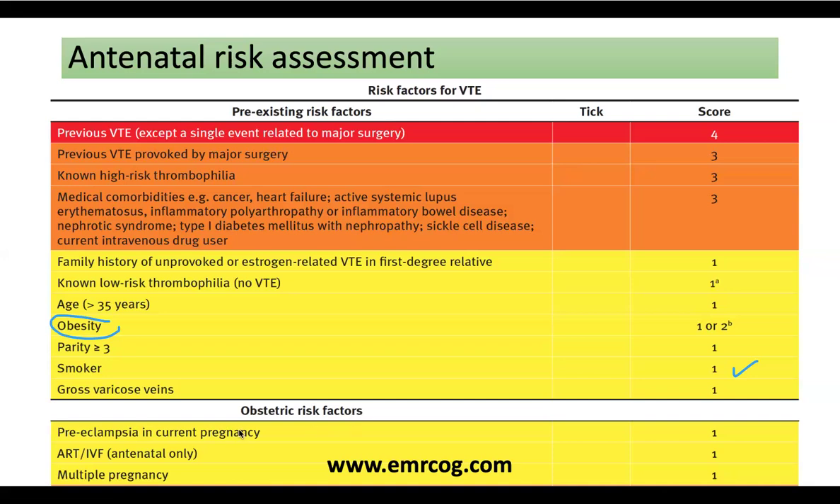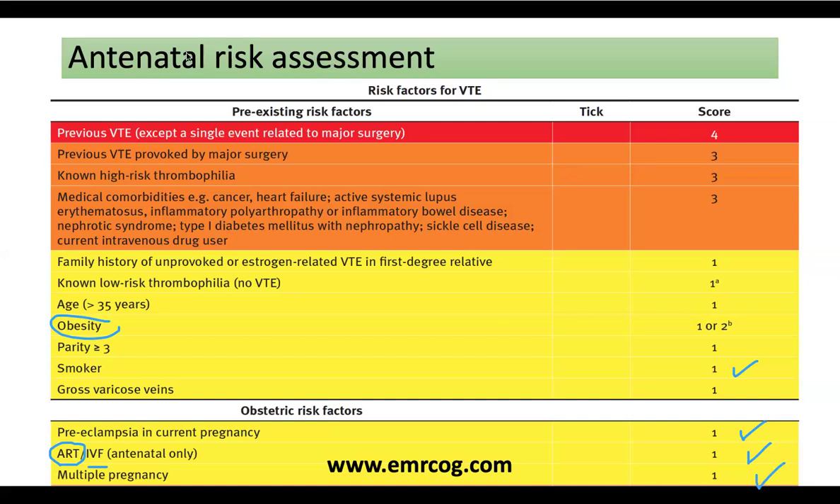Obstetric risk factors are complications that can occur during the pregnancy and increase the risk. That's why it's important that we repeat the VTE risk assessment. So a woman developed preeclampsia in the current pregnancy. This is a score of 1, it increases her score by 1. A woman who conceived with ART or IVF will have 1, and this is antenatal only, okay? So this is not considered in the postnatal risk assessment. Multiple pregnancy, this is 1, okay?